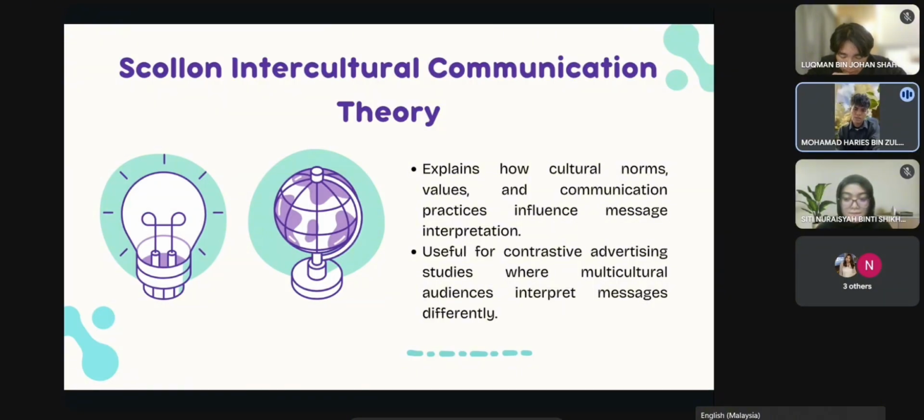So in a nutshell, this explains how our culture, norms, values, and communication practices directly influence how we interpret any message. It argues that communication is never neutral, so it's always filtered through our cultural lenses. This makes it incredibly useful for contrastive advertising studies like ours, where multicultural audiences from both countries are bound to interpret the same message differently. So Scollon gives us the vocabulary to move from saying these ads are different to explaining why they are different, based on foundational cultural structures. Next.